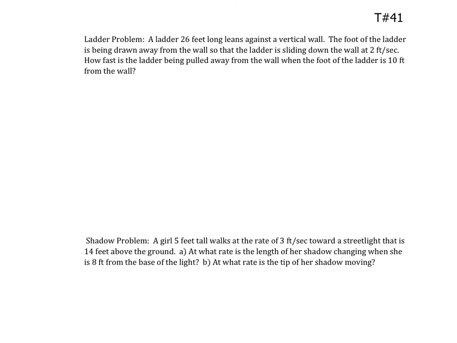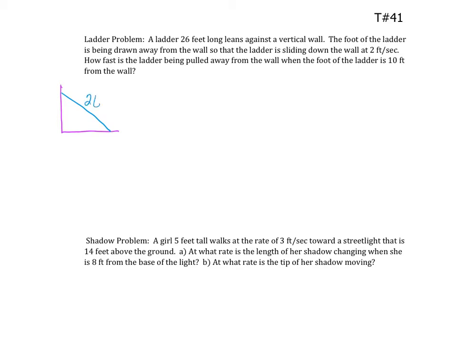Okay, we got a ladder 26 feet long leaning against a vertical wall. The foot of the ladder is being drawn away from the wall so that the ladder is sliding down the wall at 2 feet per second. How fast is the ladder being pulled away from the wall when the foot of the ladder is 10 feet from the wall? Okay, a lot of the word wall in there. Well, let's get us a picture. So, very exciting. Wall. Ladder leaning against the wall. A ladder 26 feet long.